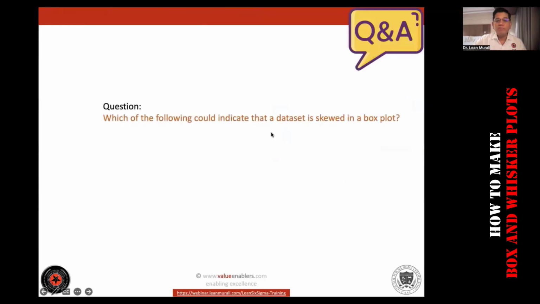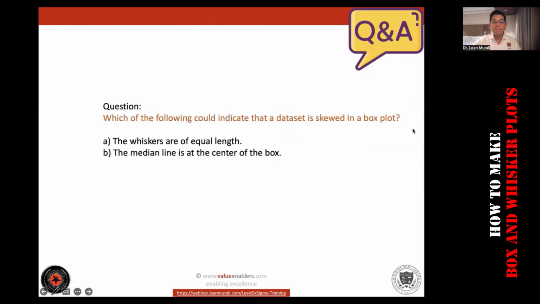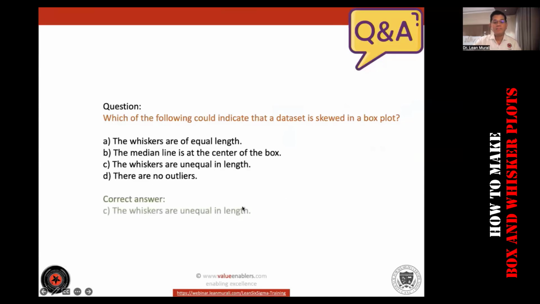So the question is, which of the following could indicate that the data is skewed in the box plot? This is a very, very important question. A: The whiskers are of equal length. B: The median line is at the center of the box. C: The whiskers are of unequal length. D: There are no outliers. I had indicated this in earlier explanations. All of you type C. C is the correct answer. The whiskers being of unequal length will indicate skewness; the median line at the center of the box is not the indicator.